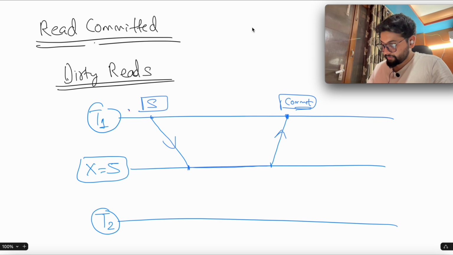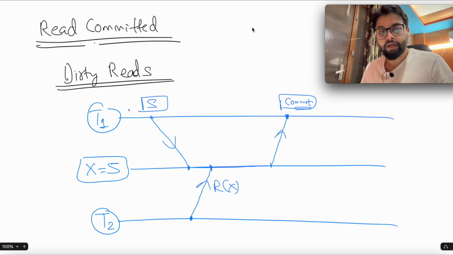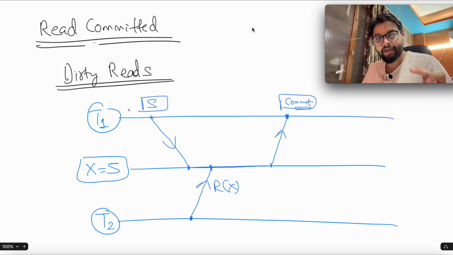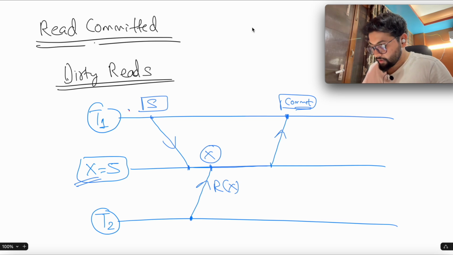Now, if at this point of time my transaction T2 performs a read operation and tries to read the value, then two things could happen. Either the system says that the transaction T1 has currently taken a lock on the data item X and you can't read it, or the system can provide an old value, basically the value before this transaction T1 even started.